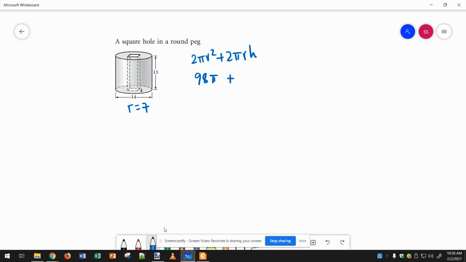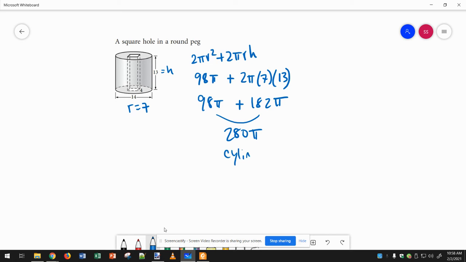That's going to be 2 pi times 7, and then 13 is the height of the cylinder. So we get 98 pi plus, let's do 2 times 7 times 13, which is 182 pi. So we add those together, 182 plus 98, we get 280 pi for the cylinder.